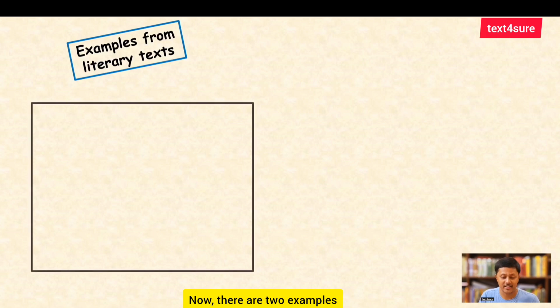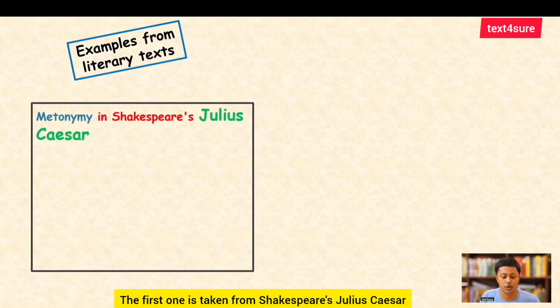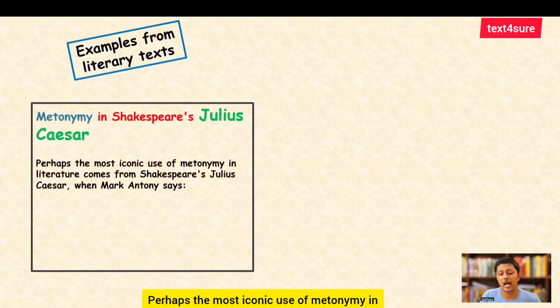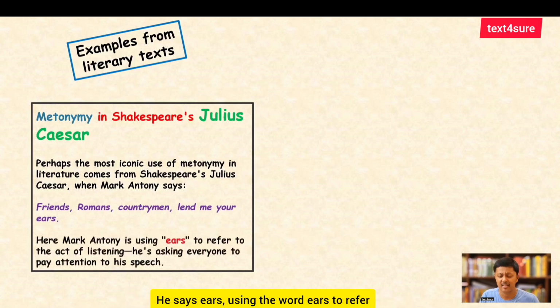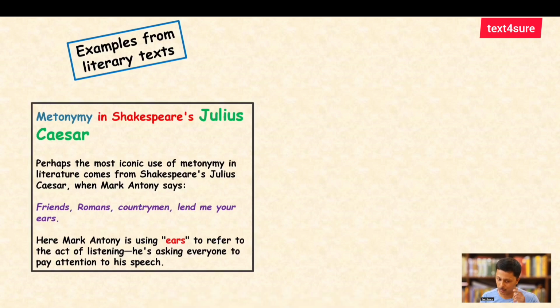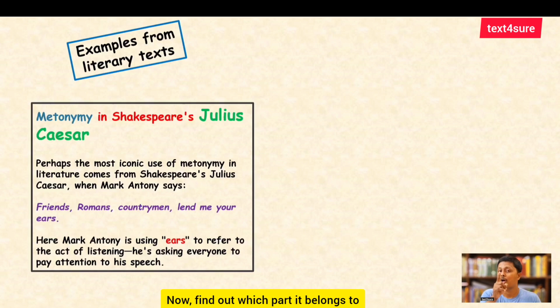Now, there are two examples. The first one is taken from Shakespeare's Julius Caesar. Perhaps the most iconic use of metonymy in literature comes from Shakespeare's Julius Caesar, where Mark Antony says, "Friends, Romans, countrymen, lend me your ears." He is using the word ears to refer to the act of listening. He is asking everyone to pay attention to the speech, but is not mentioning all the people. He is only mentioning the ears. So this is an example of metonymy. Now find out which part of metonymy the sentence belongs to.